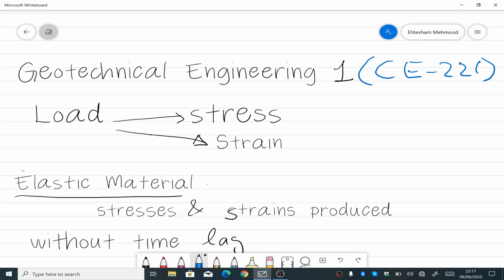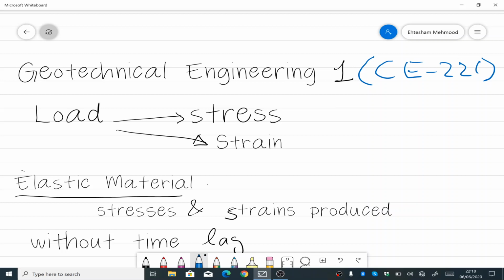This is the first lecture out of the online course series for Geotechnical Engineering 1, and the course code is CE221. In our today's topic, we will be mainly talking about consolidation settlement. Before we go to the consolidation settlement, we'll first have a little look at load.